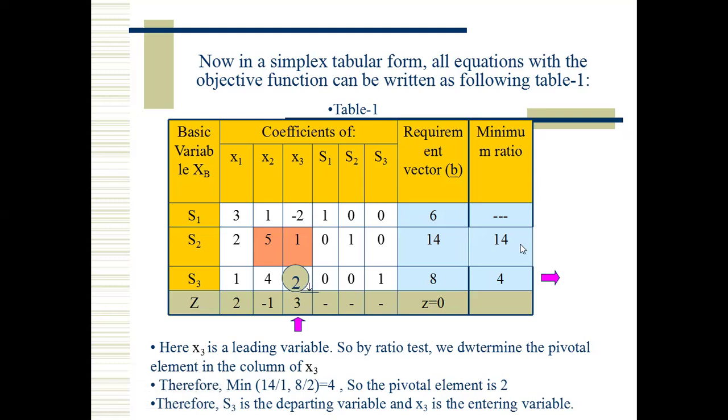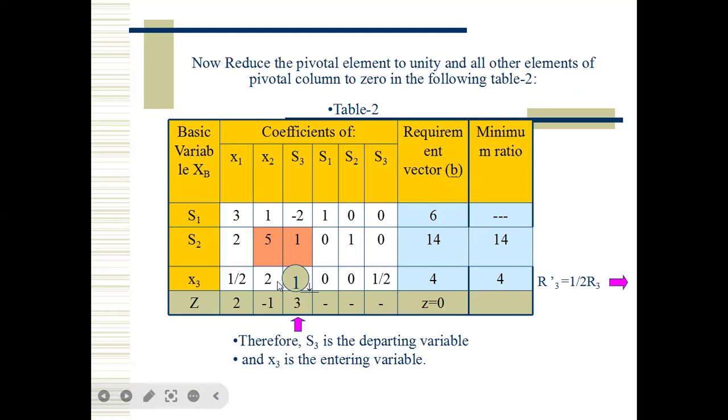Therefore S3 is leaving the basic and X3 entering the basic in the next table. So X3 is entering basic and S3 leaving. So we are reducing the pivotal element to unity and all other elements of the pivotal column to 0 in the following table. So just dividing the whole row 3 by 2, we get 1. So this is the row, and S3 is the departed or leaving variable, and X3 is the entering variable.